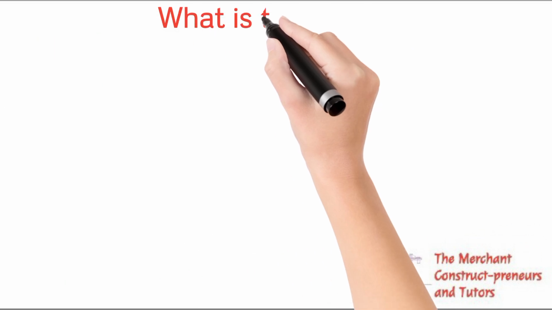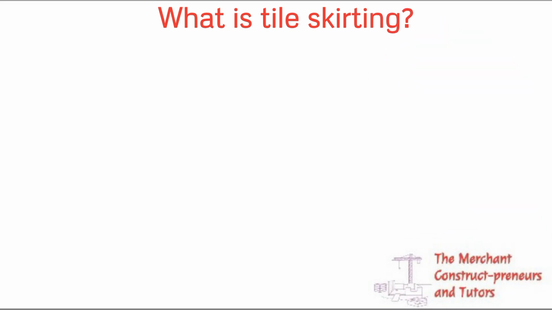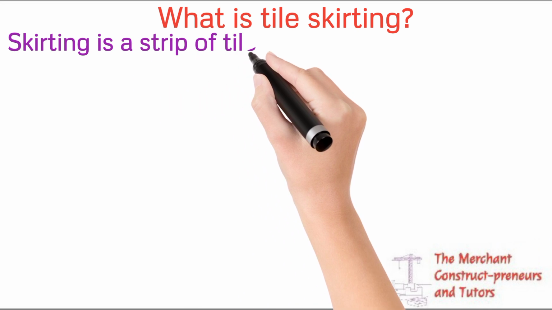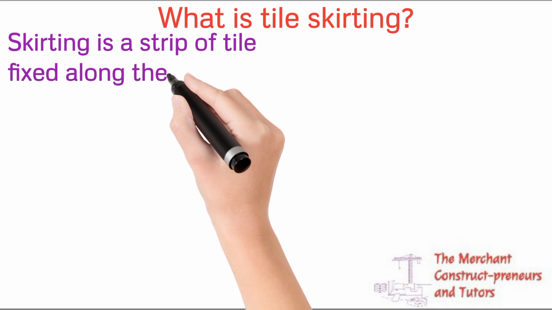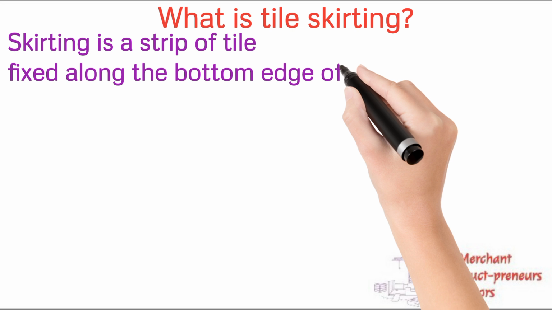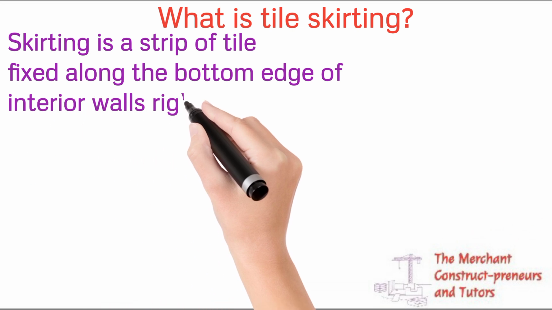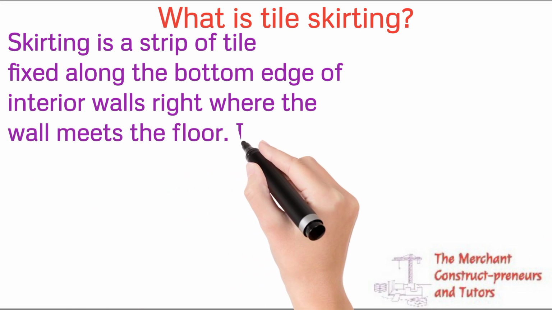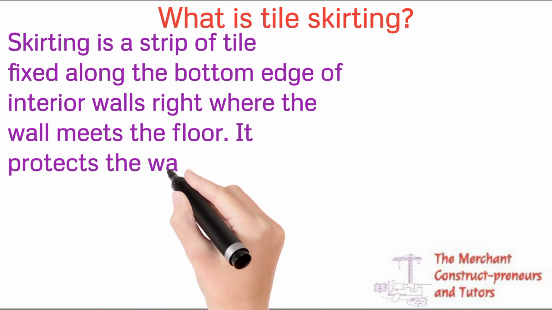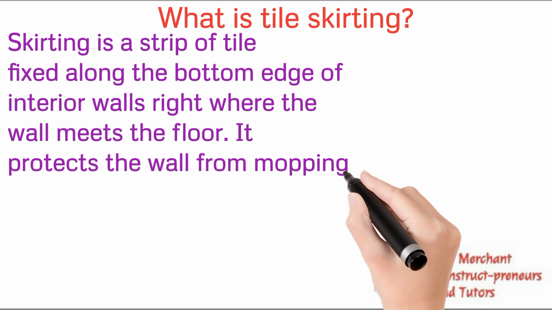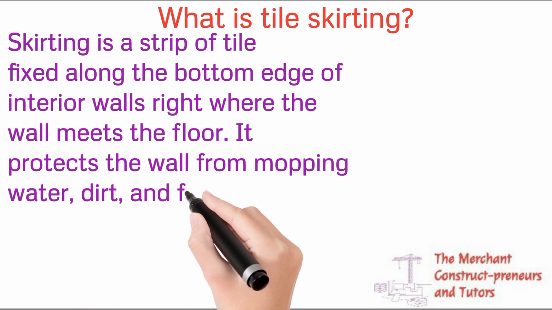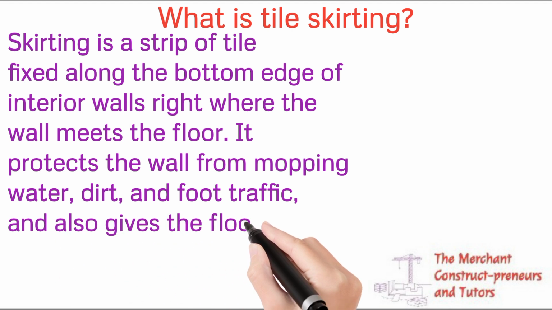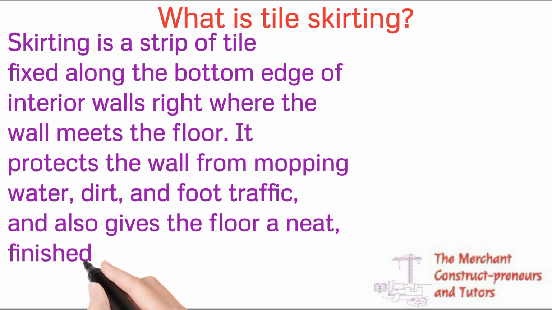There are different types. Now we're looking at the next heading, which is tile skirting. I said we're going to estimate the number of tiles needed for a room and also the skirting. Now, skirting is a strip of tile fixed along the bottom edge of the interior walls, right where the wall meets the floor. I know what a wall is and what a floor is. So the tiles are placed on the floor while the tile skirting is at the perimeter where the floor meets the wall, just 100 mm.